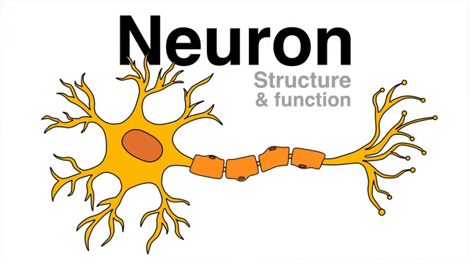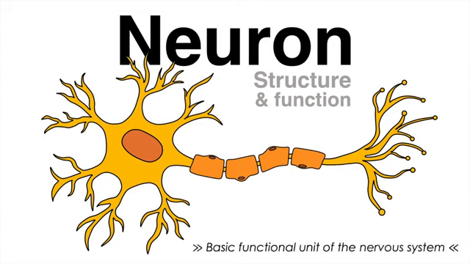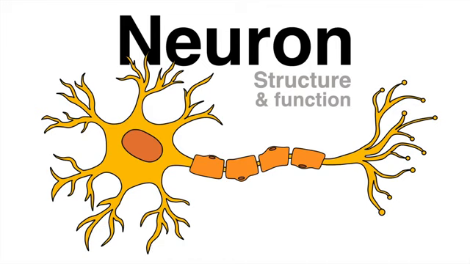A neuron is a specialized type of cell that is responsible for transmitting and processing information. But what exactly are the essential components and what is the structure of a neuron?